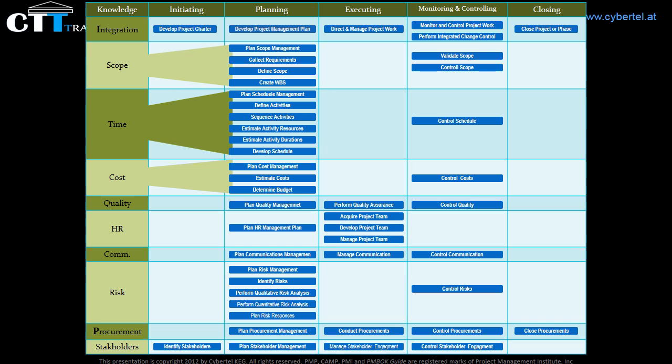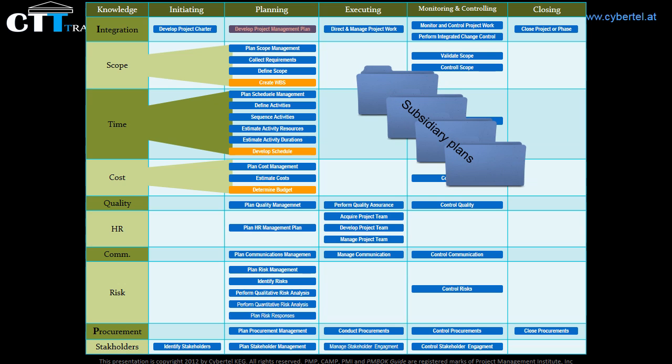Here we can see that the baselines are always the output from the last planning process in the specific knowledge area. And what about subsidiary plans? Well, the subsidiary plans include the following: Scope Management Plan, Requirements Management Plan, Schedule Management Plan, Cost Management Plan, Quality Management Plan, Process Improvement Plan, Human Resource Management Plan, Communications Management Plan, Risk Management Plan, Procurement Management Plan, Stakeholder Management Plan.